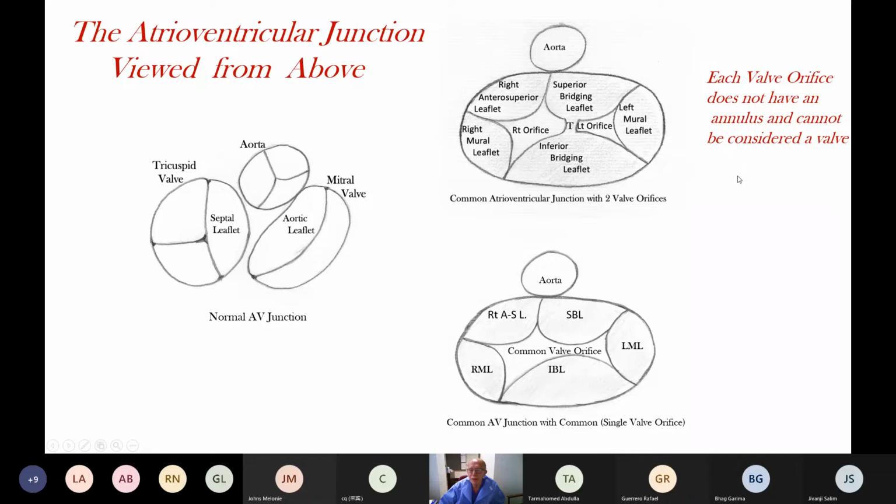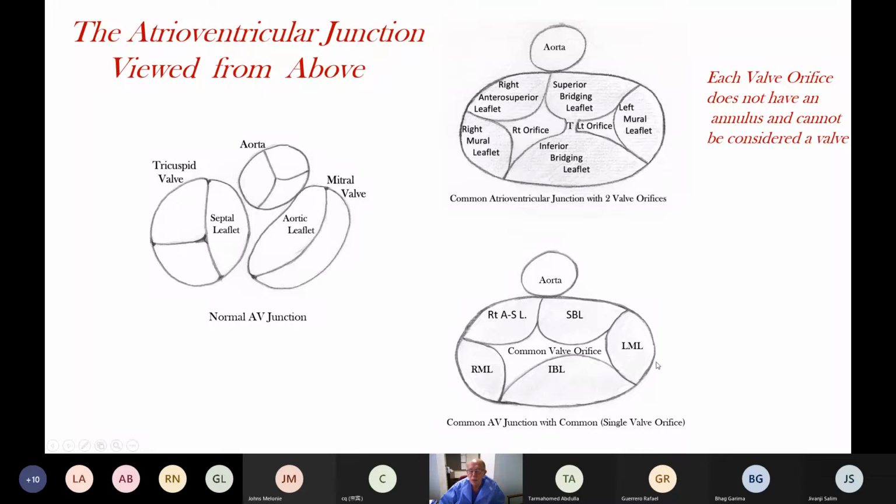And there are 2 basic forms of AVSD. In one, the superior and inferior bridging leaflets are joined together by a tongue of valve tissue so that the common orifice is divided into a right-sided and a left-sided orifice. And the left-sided orifice is composed of 3 valve leaflets: superior bridging leaflet, inferior bridging leaflet, left mural leaflet, and this is a commissure between the superior and inferior bridging leaflet, not a cleft. It's never a cleft, and the term should be avoided.